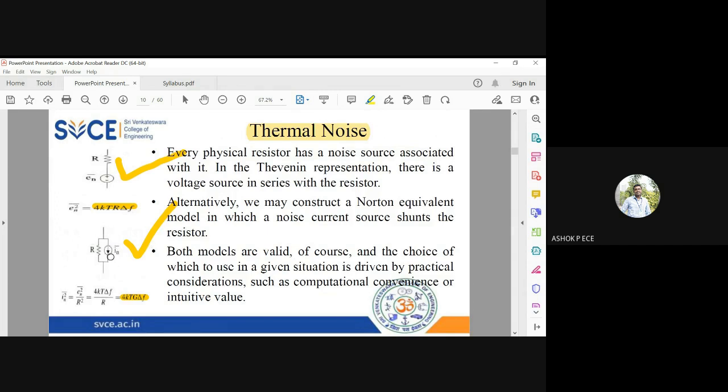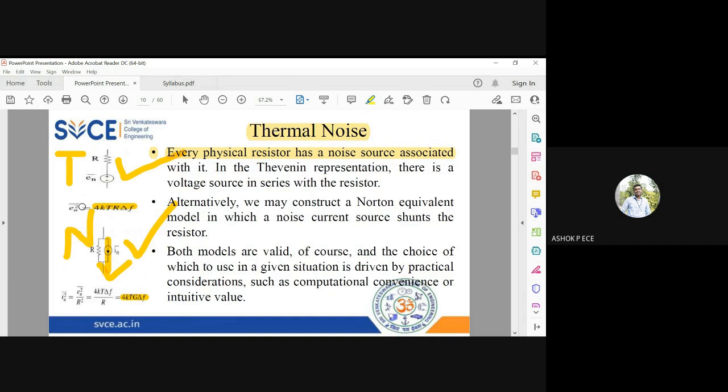And the direction of the current source is not of importance to us, because we only find the magnitude of noise. We are not bothered about the direction. Some books give the current flowing down, some books give it flowing up. That does not matter as long as we are able to find the magnitude of whatever noise we are concerned about. Okay, so that is what is given here. The first diagram is the Thevenin's equivalent, where you have a voltage source in series with a resistance. The second diagram, you call it Norton's equivalent, where you have a current source parallel to resistance.